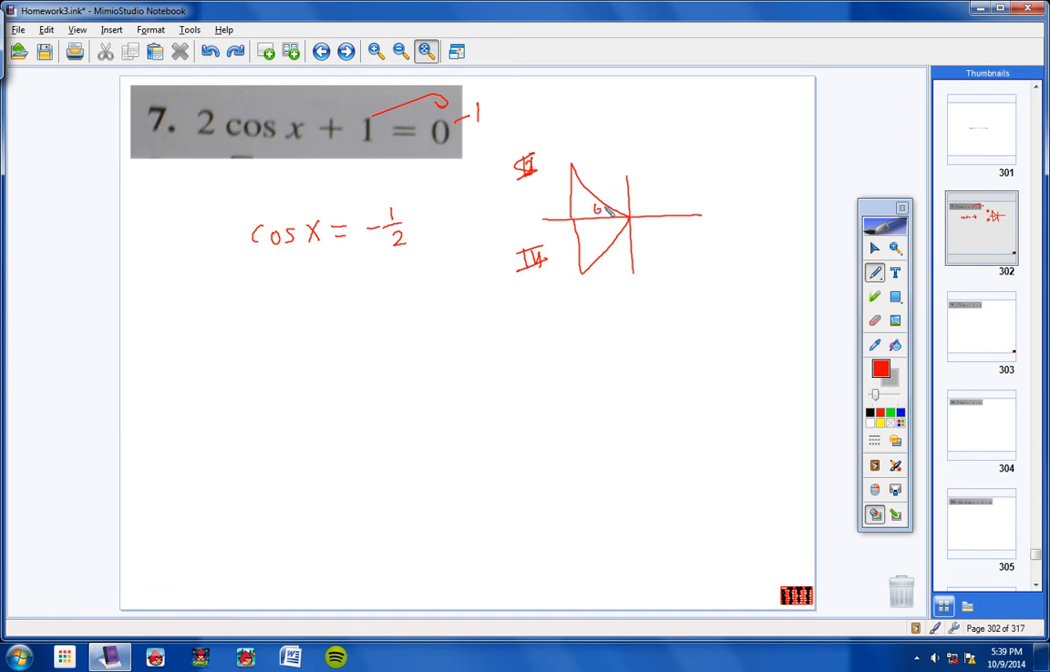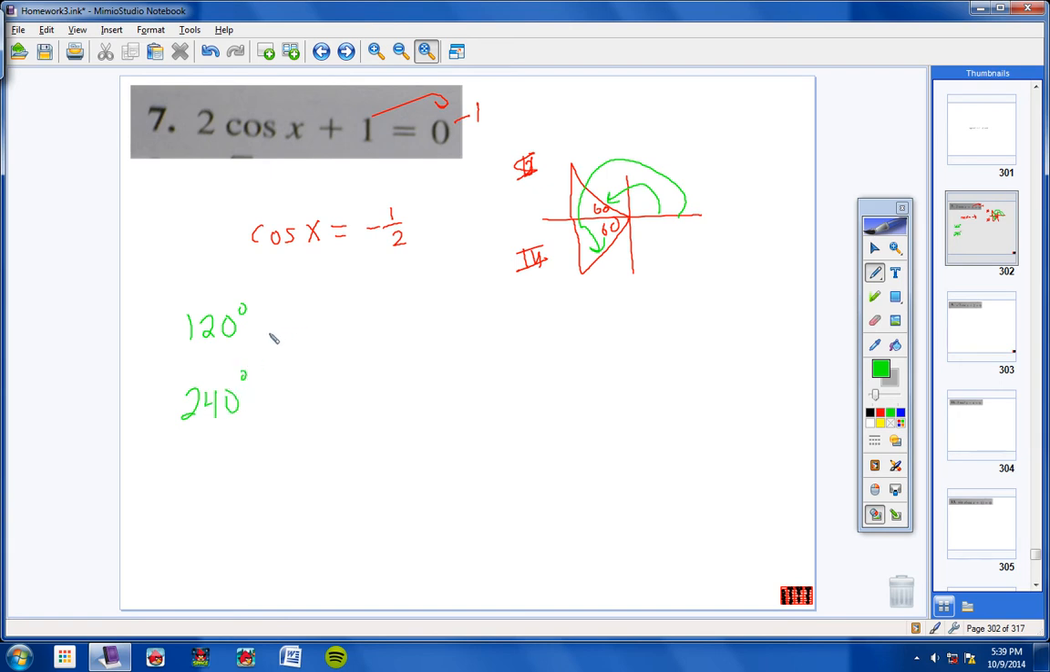We're going to put 60 in this triangle and 60 here. And we're going to start on the positive x-axis and go to here. So one answer is 120. And we're going to start here and go 180 plus 60 more. The answer would be 240.